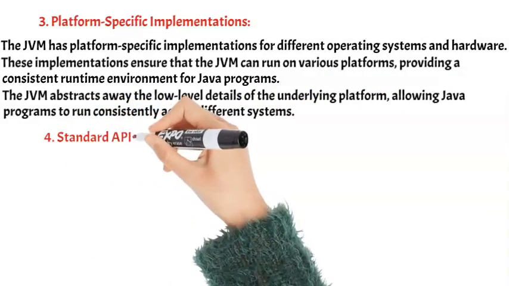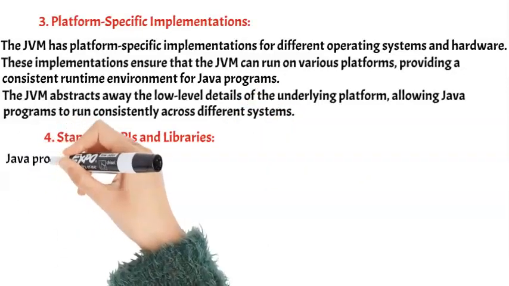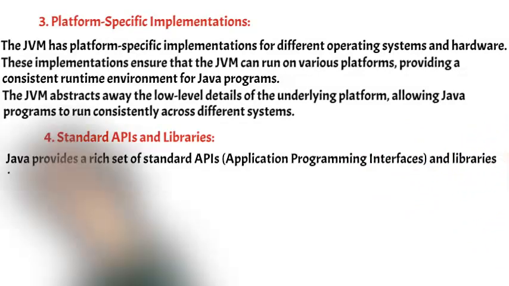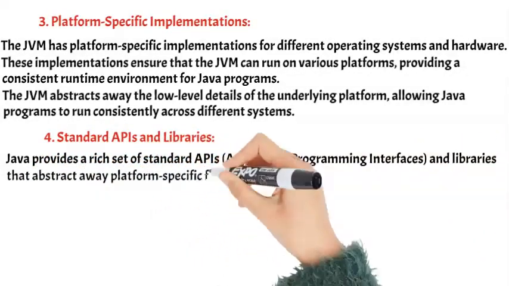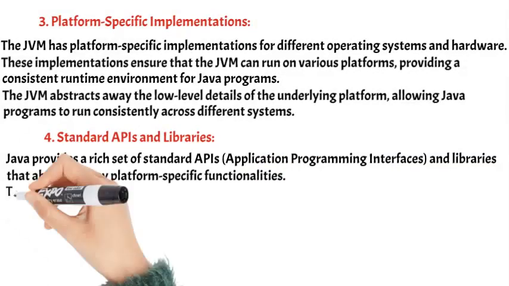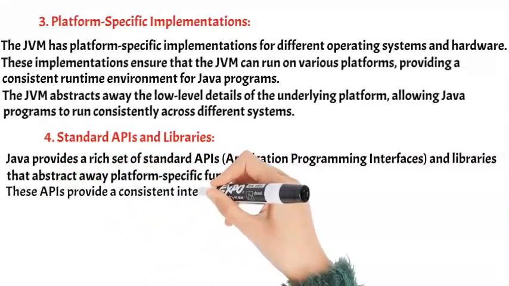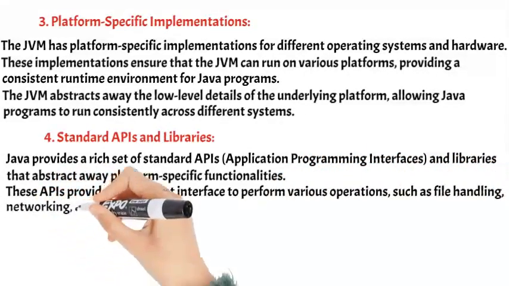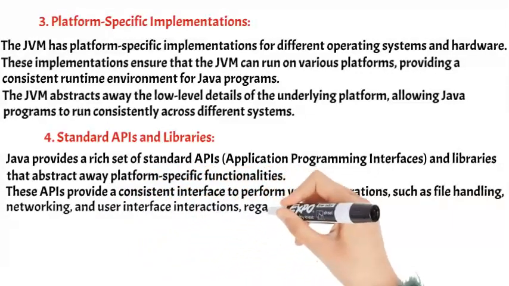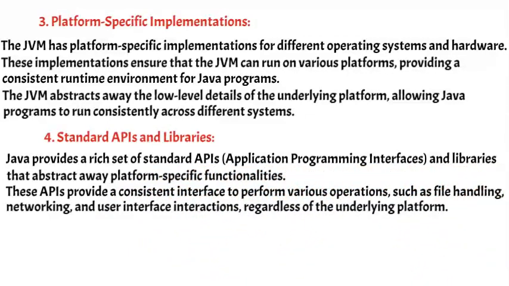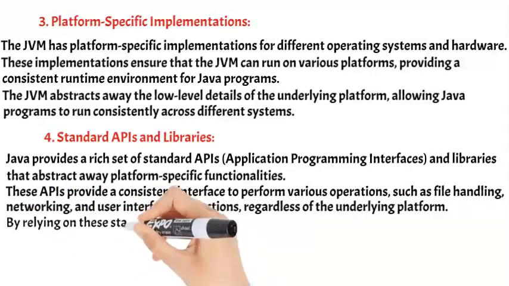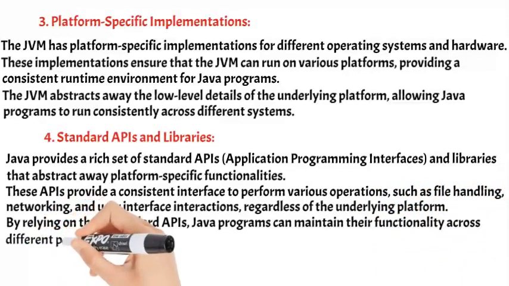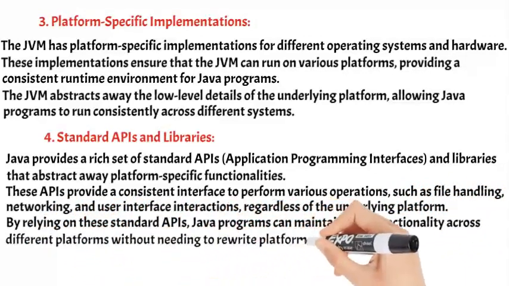4. Standard APIs and libraries. Java provides a rich set of standard APIs, application programming interfaces, and libraries that abstract away platform-specific functionalities. These APIs provide a consistent interface to perform various operations, such as file handling, networking, and user interface interactions, regardless of the underlying platform. By relying on these standard APIs, Java programs can maintain their functionality across different platforms without needing to rewrite platform-specific code.